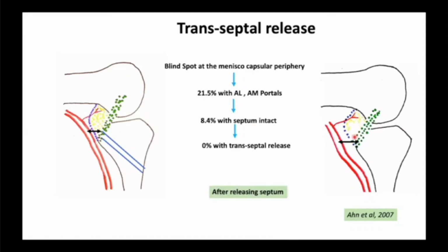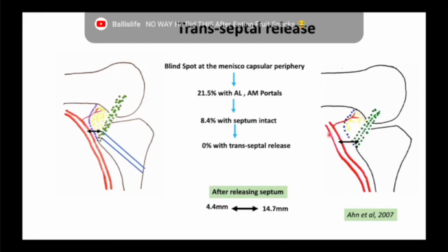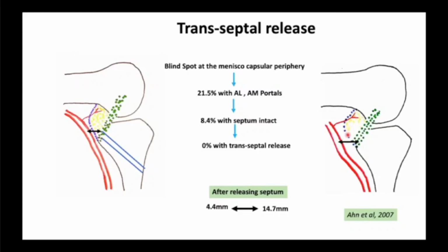And another advantage is that after releasing the septum, the distance from the tibial tunnel of the PCL up to the neurovascular structure increases from 4.4 millimeters to 14.7 millimeters. It's approximately 1 centimeter posteriorly. So the neurovascular structure goes 1 centimeter posteriorly, and we've got enough room to play with very little risk of injuring the neurovascular structure. And on top of that, the blind spot is approximately 0% with this transseptal release. This was actually proposed by Anne et al. in 2007.